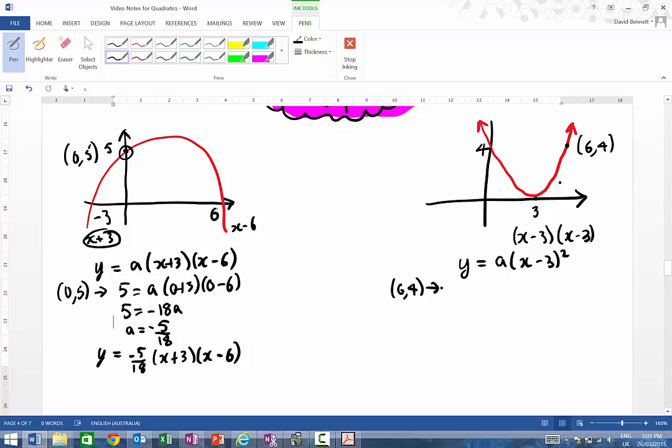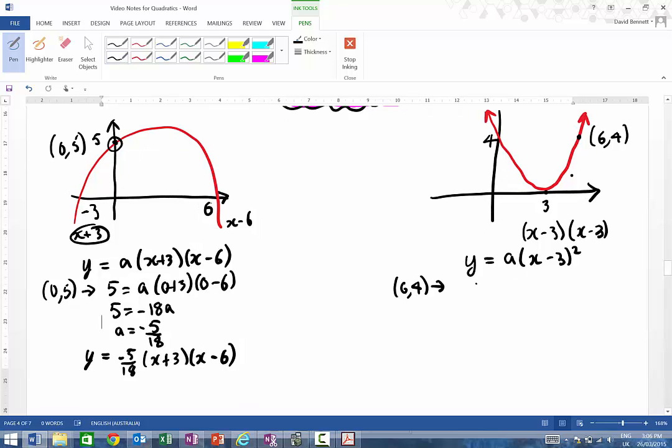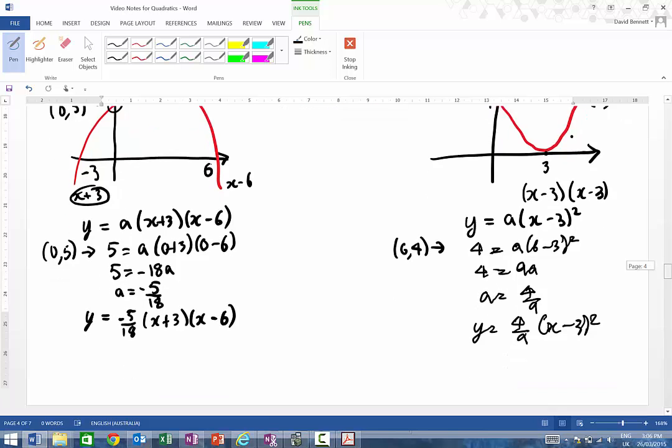I'm going to substitute that into the equation, so my y value is going to be 4 and my x value is going to be equal to 6. When I do that, I've got 6 - 3 squared. So now I've got 4 equals 9a, therefore a is equal to simply 4/9. And so my whole equation is going to be y is equal to 4/9 (x - 3) squared. Alright, so that's the second example.